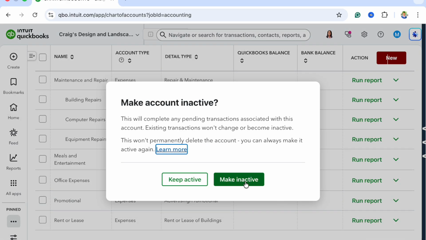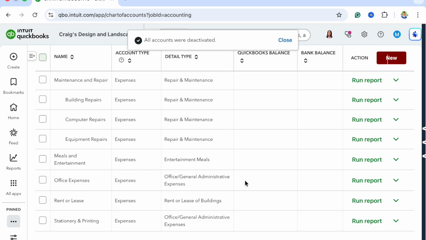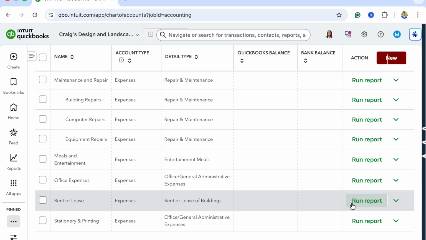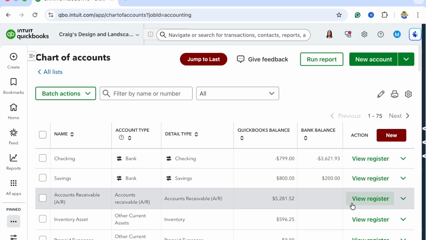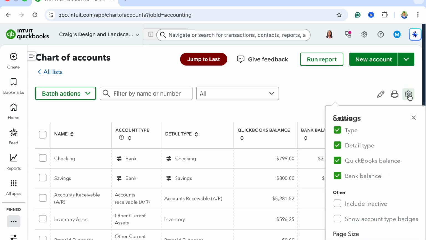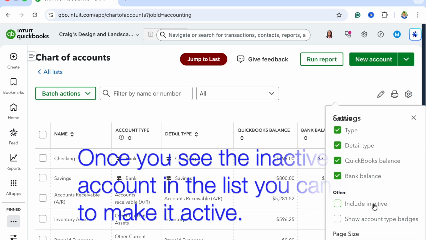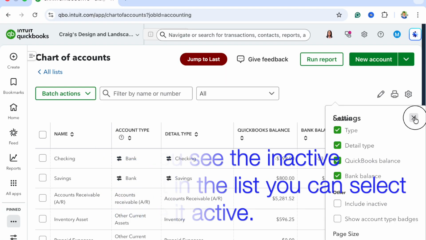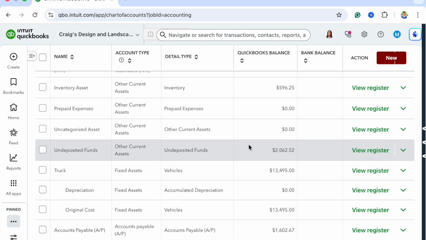Now, once I confirm to make inactive, QuickBooks will remove it from the list, and I can always add that back. If I ever want to add back an account that I made inactive, because I realized I deleted that account but I could actually use it now, you can go to this settings here and include inactive accounts. Okay?